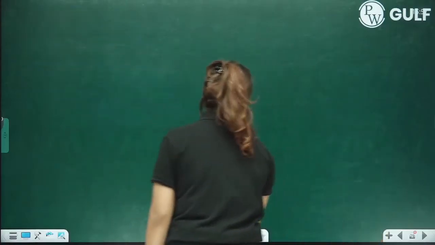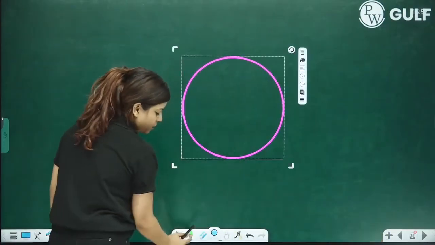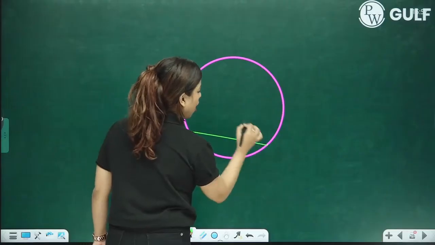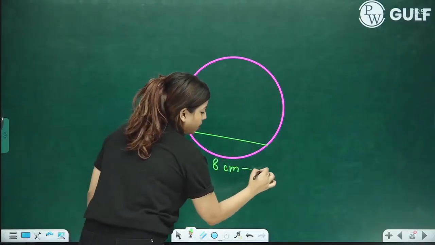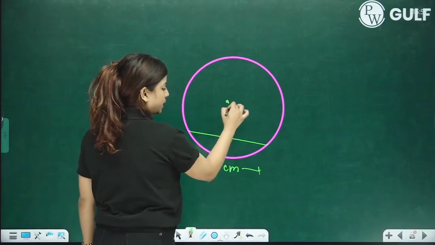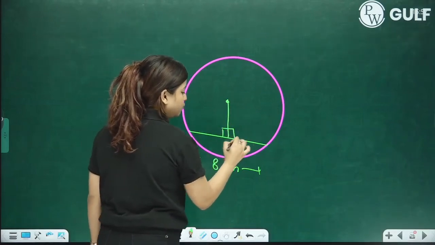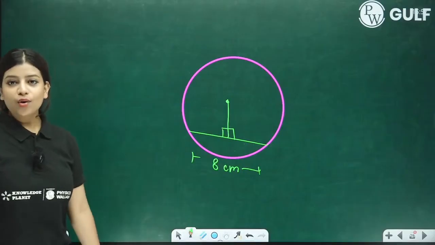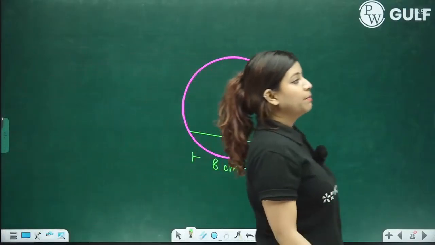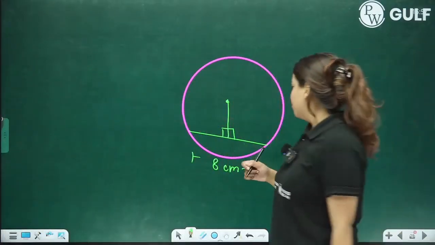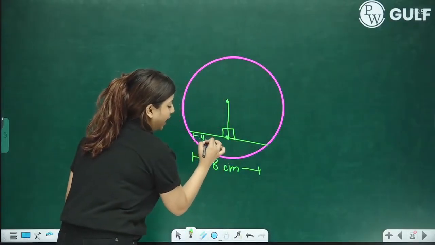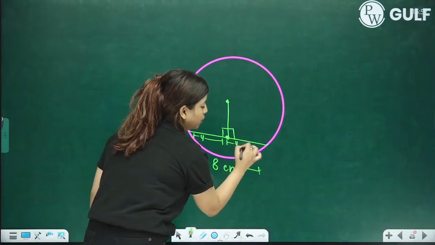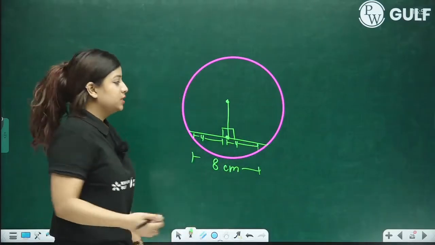Let's take an example. For example, you have a circle, students, and a chord of 8 centimeters. From the center, a perpendicular is drawn. At the point of the perpendicular, this line will be divided into two equal parts. Now, what is the proof for this?